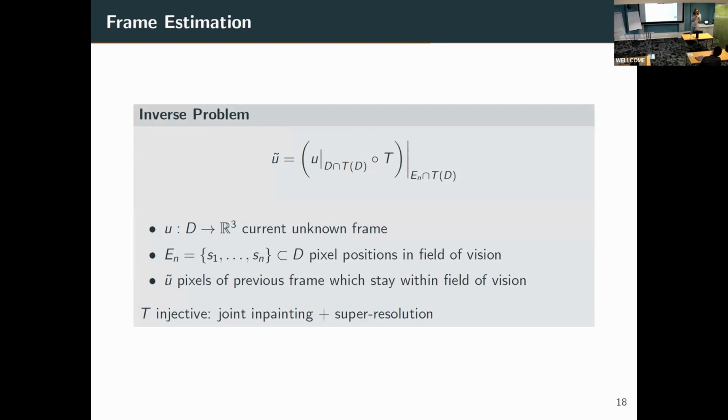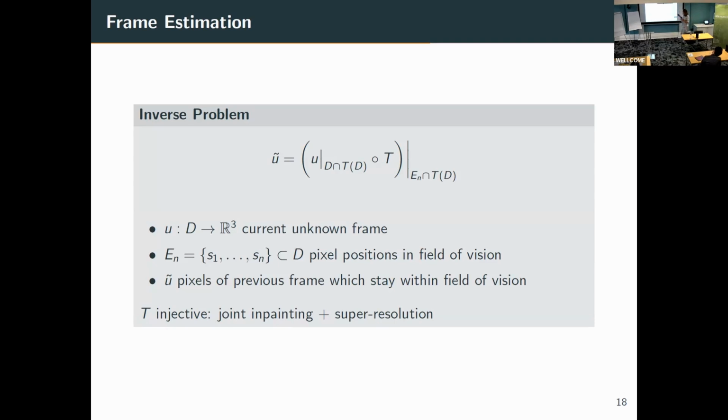Okay, so now what is the inverse problem that arises out of this? Maybe I should have said this in the last slide as well. U is my current frame, and U tilde is my previous frame, or at least the pixels of the previous frame which have stayed within the field of vision after I've applied this deformation. So the prior of this inverse problem is a functional prior on U, and U is my current frame. I want to get U, and the information I have about it is all the pixels of my previous frame which have been deformed and which have stayed within the field of vision. And of course, after which things have been finite dimensionalized as well, right?